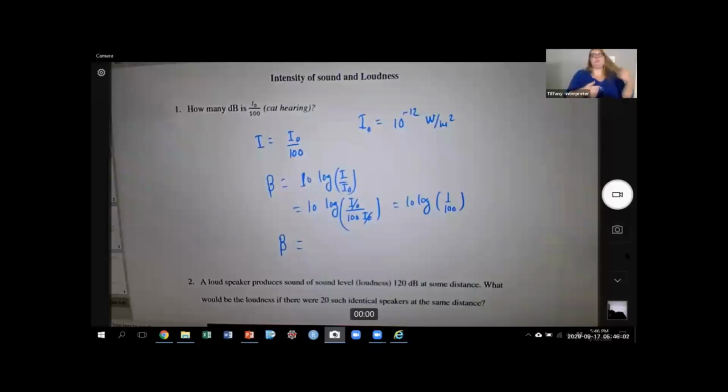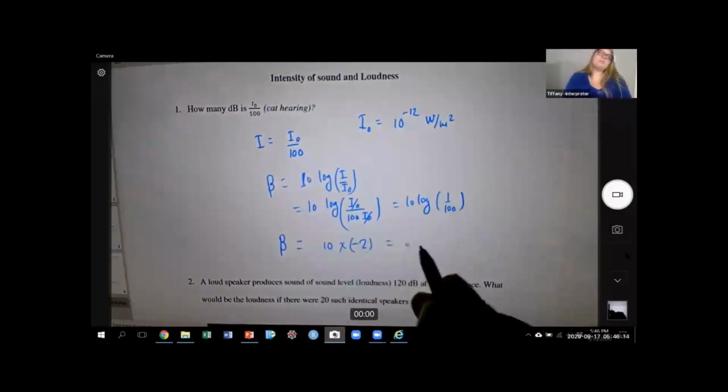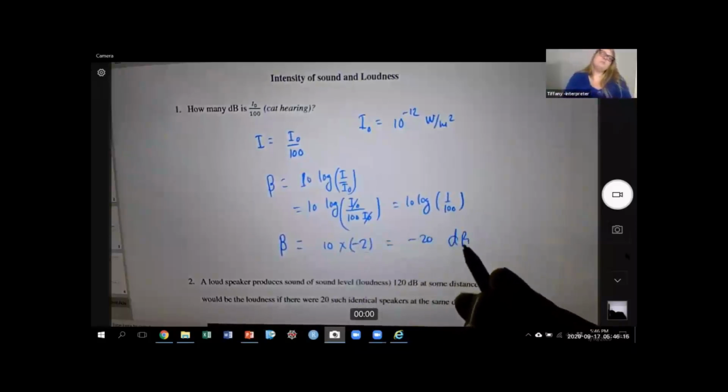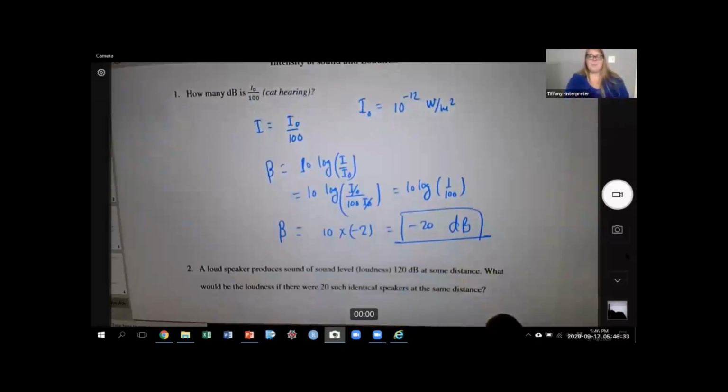So just use the calculator. Make sure you use base 10 log. The log of 1 over 100 is negative 2. So 10 times negative 2 gives you negative 20. What's the unit? Decibel. So a cat can hear actually as low as negative 20 decibel. We can hear only 0 decibel, the minimum sound level. But cats can hear actually negative 20 decibel, very quiet sound. Right. So this is just a straightforward one, right? Any question?